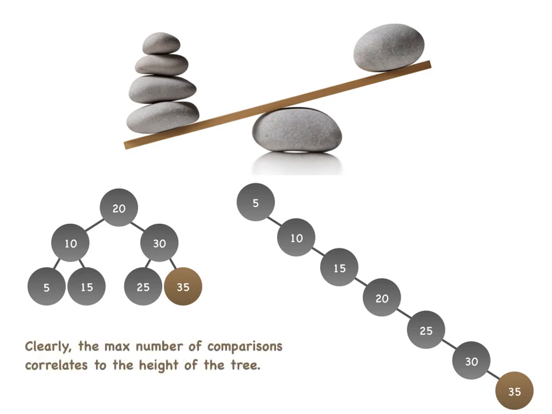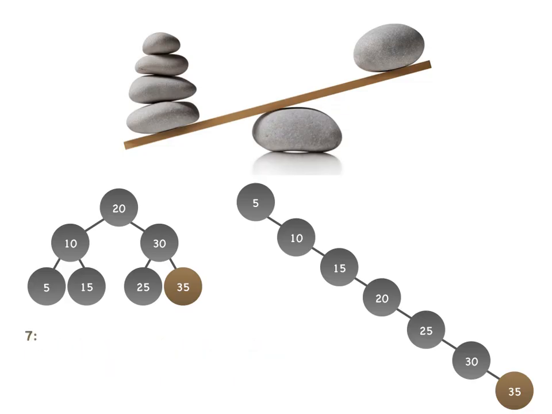So, as you can see from this example, clearly the maximum number of comparisons one may make during a search correlates to the height of the tree. However, based on this example alone, it might not seem like that big of a deal, right? Because again, in both cases, both trees had 7 nodes. The height of the balanced tree was 3, and the height of the unbalanced tree was 7. So in this case, the difference in the number of maximum comparisons is just 4. And when you consider how fast computers operate, 4 comparisons really is not a big deal at all.